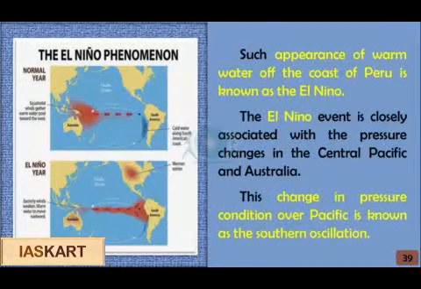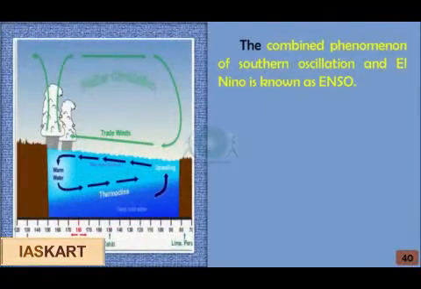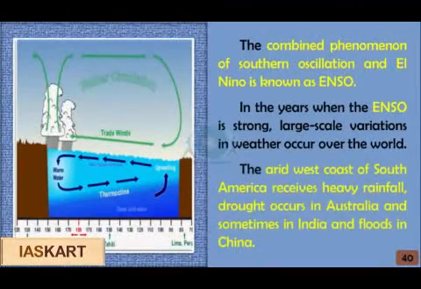This change in pressure condition over the Pacific is known as the Southern Oscillation. The combined phenomenon of Southern Oscillation and El Nino is known as ENSO. In the years when the ENSO is strong, large-scale variations in weather occur all over the world.